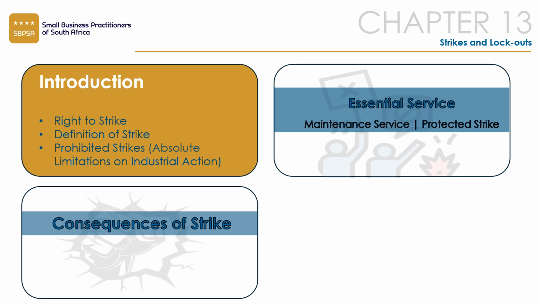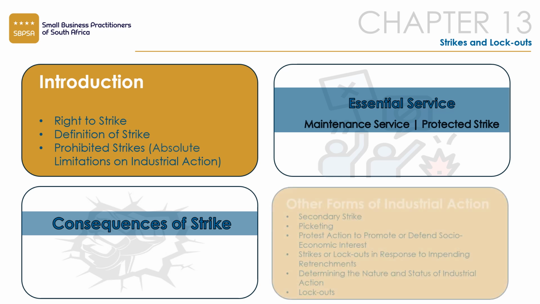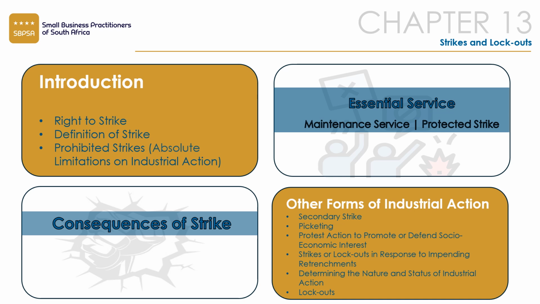We conclude the chapter by other forms of industrial action where we explain the following phenomena. Secondary strike. Picketing. Protest action to promote or defend socioeconomic interest. Strikes or lockouts in response to impending retrenchments. Determining the nature and status of industrial action.